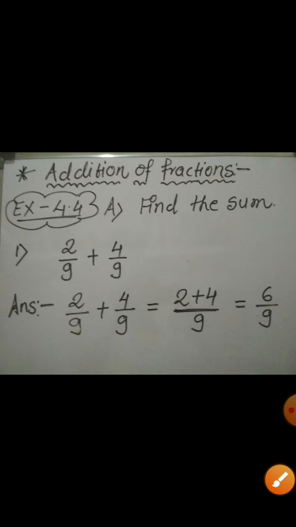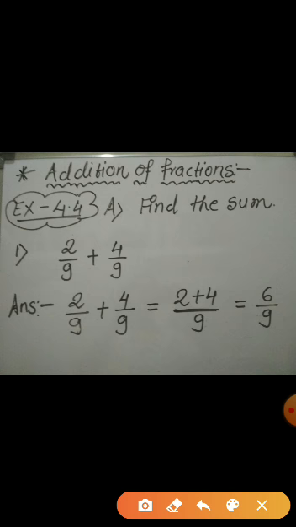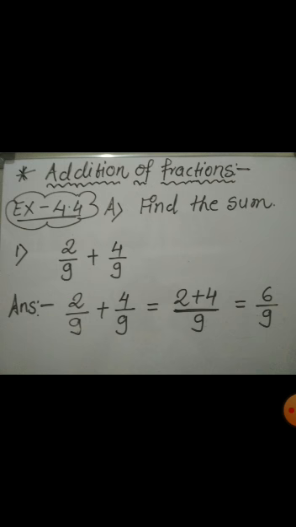Now let us first see the addition of like fractions. Like fractions means the fractions having the same denominator. See the first example. Here we have to add the fractions 2 by 9 and 4 by 9. These are like fractions as they are having the same denominator. To add like fractions, we add the numerators only and copy the denominator.